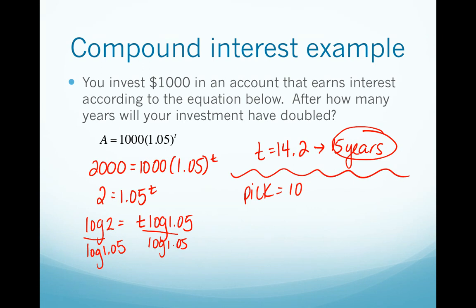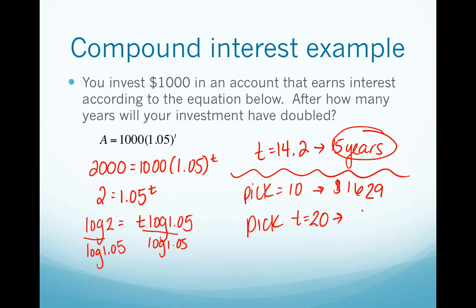So when we do that, we would just plug in 10 to this original equation over here. So we would do 1,000 times 1.05 to the 10th power, and that amount of money would be $1,629 roughly. So that's not quite double. So we know it needs to be more than that. So maybe we pick time equal to 20 years. So we plug 20 in for t. So we do 1,000 times 1.05 to the 20 power.